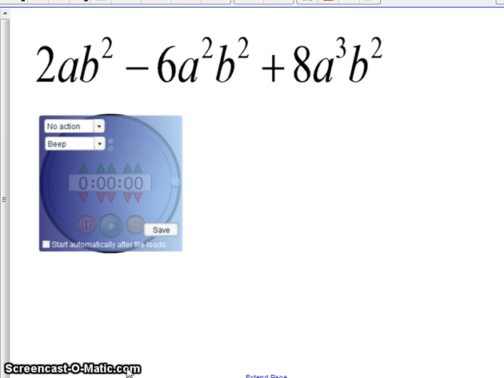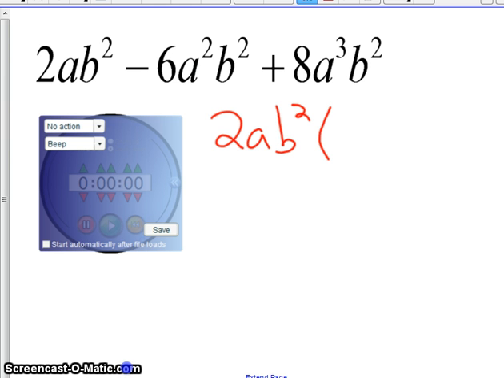All right, so first of all, finding the GCF. 2, 6, and 8. The GCF of 2, 6, and 8 is 2. And then I've got an a in each term. So the smallest exponent of the a is a to the first. And I have a b in each term, and the smallest exponent of the b's is b to the second. Now I'm opening my parentheses. So I have 2ab to the second divided by 2ab to the second.